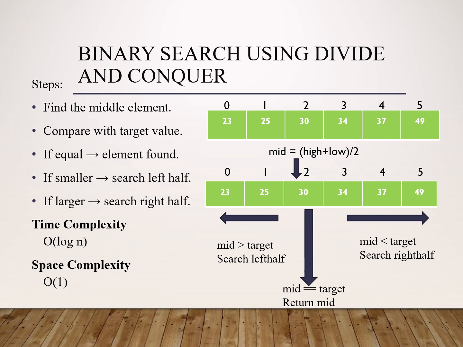If the target element is higher than the mid value, then we go for the right half. If the target element is lesser than the mid value, then we go for the left half. For example, here 34 is our target element. Then we first find the mid element. For finding the mid element, the formula is (high + low) divided by 2. 5 plus 0 divided by 2, that is 2. So the mid element is 30. We compare 30 with 34. The target element is obviously higher than the mid element, so we go for the right half.